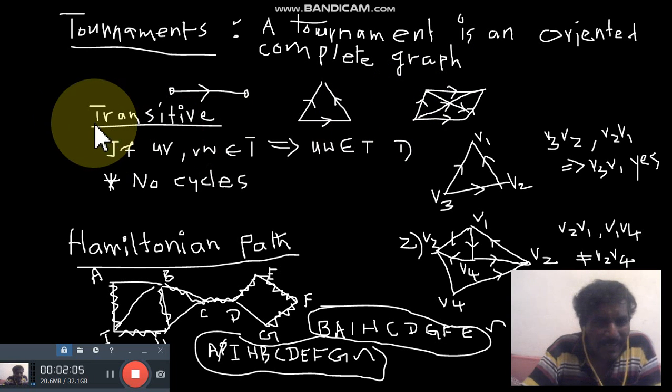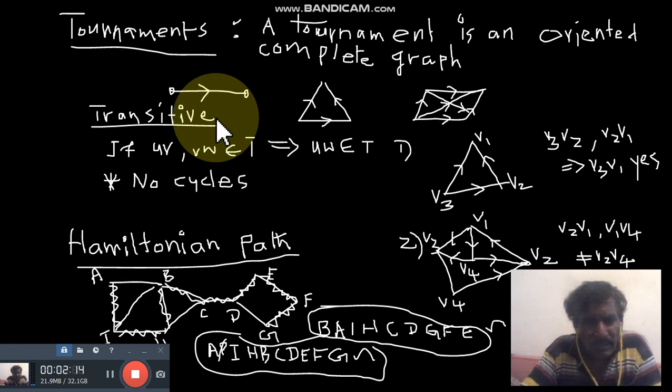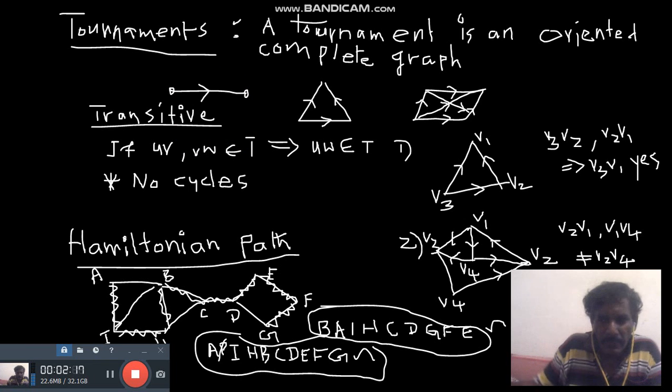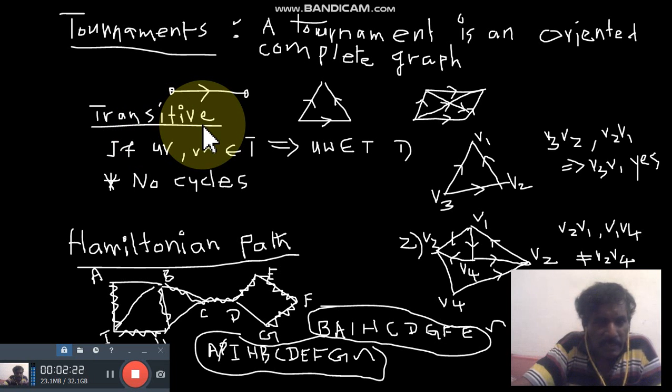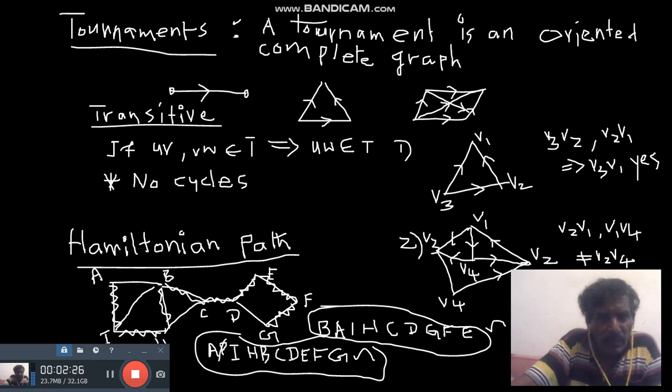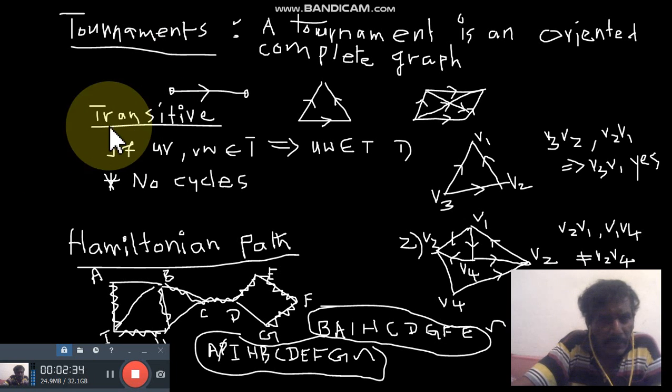Now let me describe the transitive property. We studied this in geometry. If one line is parallel to another line, and that line is parallel to a third line, then the first line is parallel to the last line. That's called the transitive property. Okay.